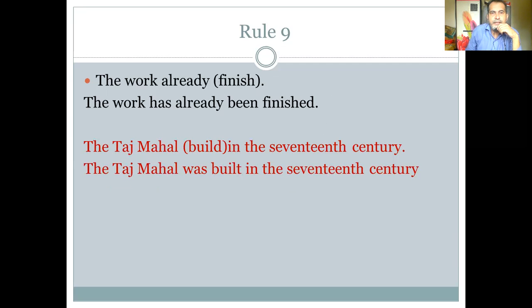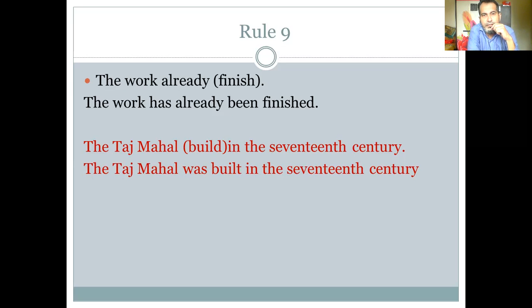Now we move to another example of rule 9. The work (already finish). Here the same thing is happening. Work becomes the subject, and it says the work is already done. Who is the doer of the work? The workers are the doer of the work, but the workers are not mentioned here. This is hidden. Again you see the object becomes the subject. That's why this is also passive voice, and the rule of passive voice applies here.